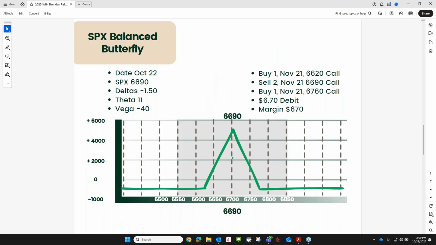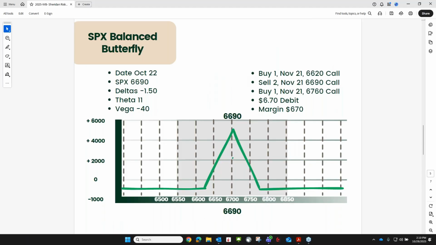VIX is 16, 17, 15, 16, 14, maybe 17. But when you start hitting 18, 19, 20, you're definitely getting more down days, right? We're finally going down. And when we start getting 18 or higher, I like doing these balanced butterflies. A little bit short delta, they do well on the downside. So I'm just giving you at least a little idea how we would use these things. But this is a balanced butterfly, right?